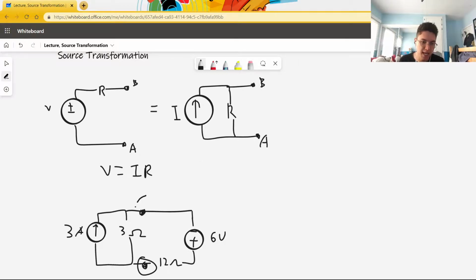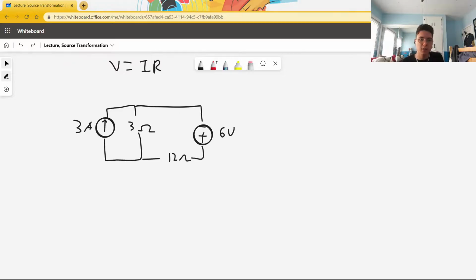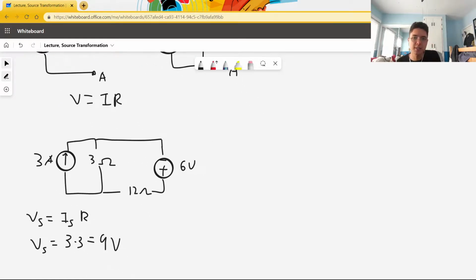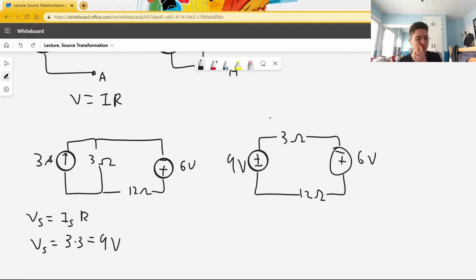If we select a point A and point B here that look like this, you can see that we have a current source and resistor in parallel that can be converted into a voltage source and resistor. According to the equation, the voltage of the new source has to be equal to the current of the old source times the resistor in parallel. So the voltage source equals 3 times 3 equals 9 volts. Thus, according to the diagram, we can convert the current source and resistor into a 9 volt source and 3 ohm resistor in series, and thus we get the following circuit, which actually becomes wonderfully easy to analyze.